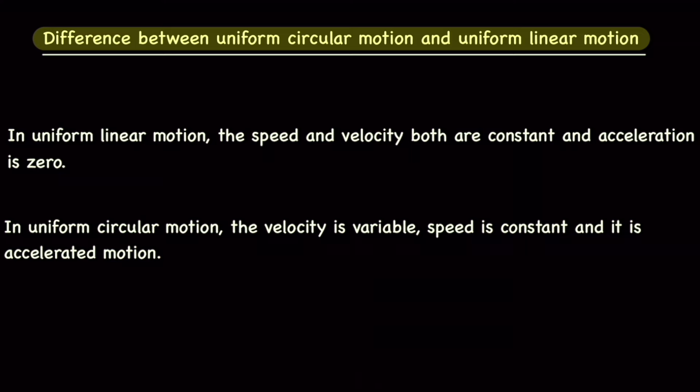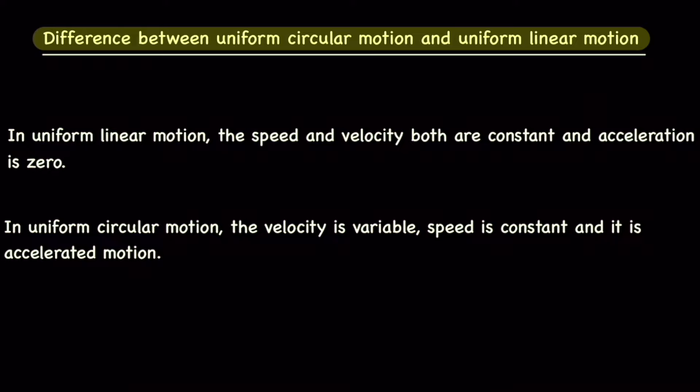In uniform circular motion, we focused on speed, velocity, and acceleration. But we know that when acceleration is present, there must be a force acting on it. Because of the force, acceleration is produced. So in uniform circular motion, there are two types of forces. One is the centripetal force, another is the centrifugal force. So let's start this topic.